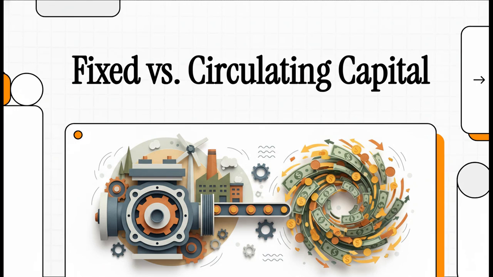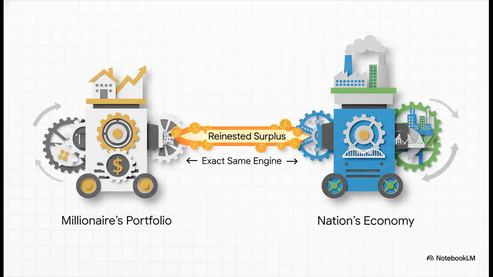Today, we're cracking open the engine of wealth itself. We're going to explore a concept that is absolutely fundamental to all growth: fixed versus circulating capital. So let's get right to it. Here's the bottom line, what you really need to know. The principles that build a multi-million-dollar portfolio are the exact same ones that build a nation's wealth. And it all boils down to one single thing: how effectively you reinvest your surplus.